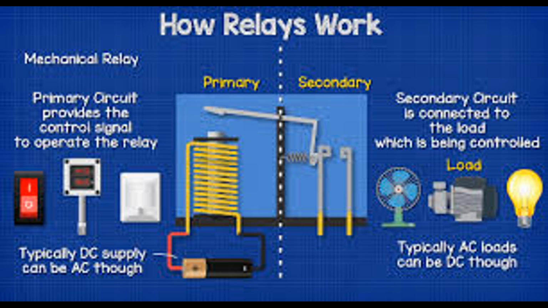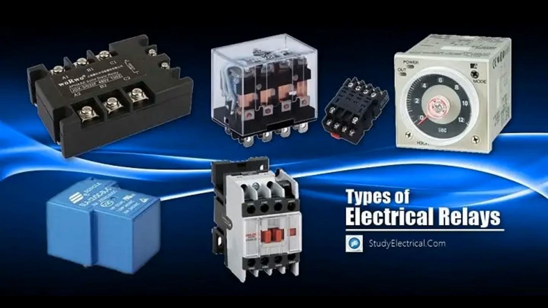Overcurrent protection. Relays are employed to protect circuits and devices from excessive current flow, which can lead to overheating, component damage, or fire hazards. Overcurrent relays monitor the current passing through a circuit and actuate when the current exceeds a predetermined threshold. They can open the circuit to interrupt the flow of current or trigger other protective measures such as activating circuit breakers or disconnect switches.